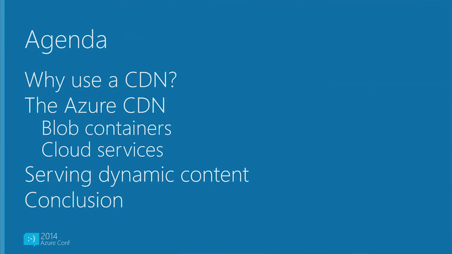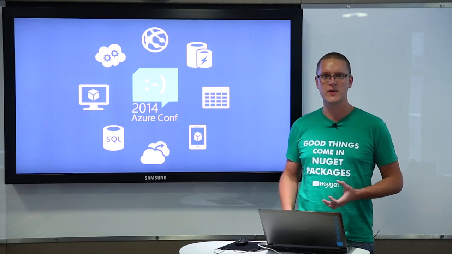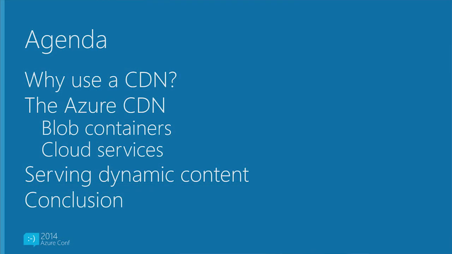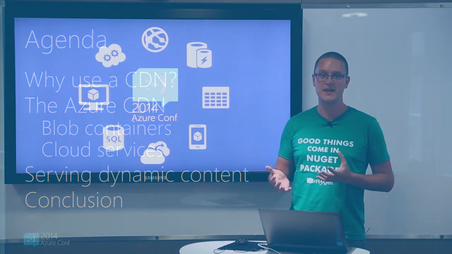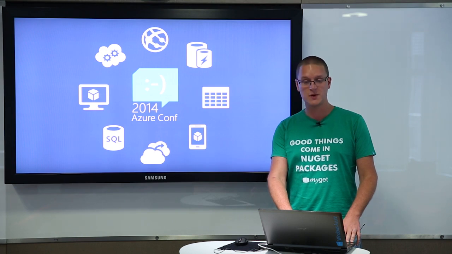So the agenda for today: let's first start with why we may want to use a CDN. What are the reasons for switching to a CDN? Then we will switch to the Windows Azure CDN and have a look at how we can work with the CDN on Windows Azure and make use of blob containers as the origin, as well as use cloud services as the origin for the CDN. After that, I'm going to show you a few things that you can also do with the CDN, which is serving up dynamic content. CDN is mostly perceived as a way of serving static files to people all around the globe, but you can actually also serve semi-dynamic content over the CDN as well. So that's the quick introduction to what we're going to see.